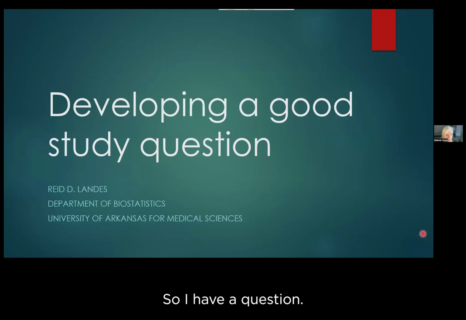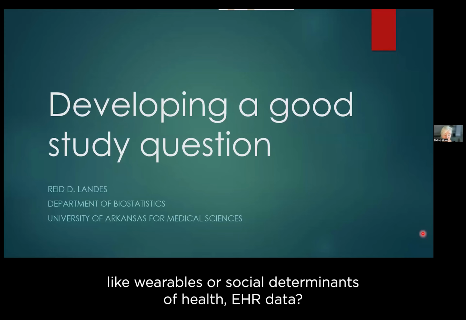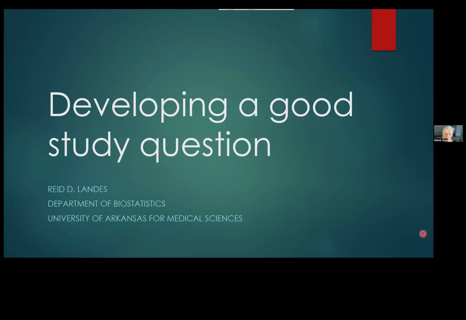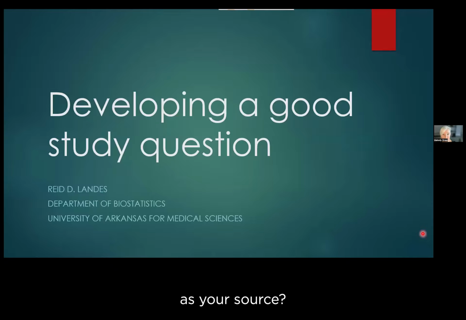So I have a question. Sure. So how do you think about using data sources that include things like wearables or social determinants of health, EHR data? What would be your thoughts around building a question when you have this type of data as your source?